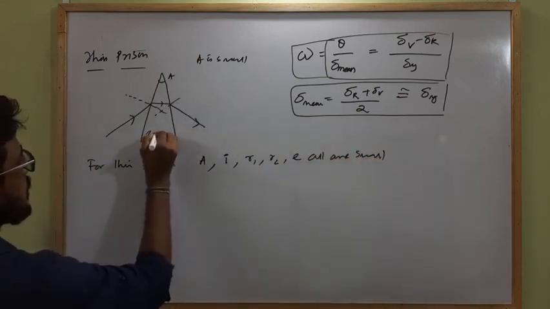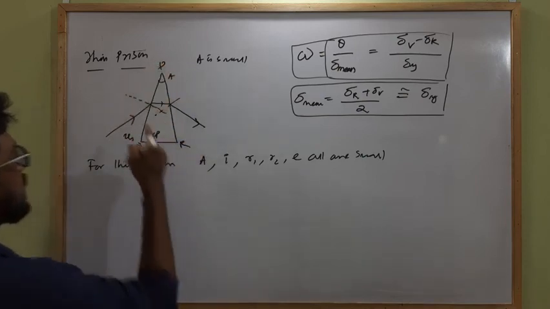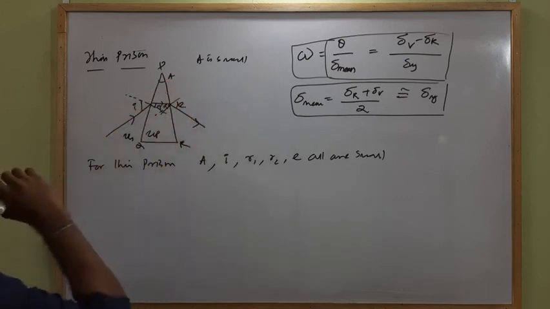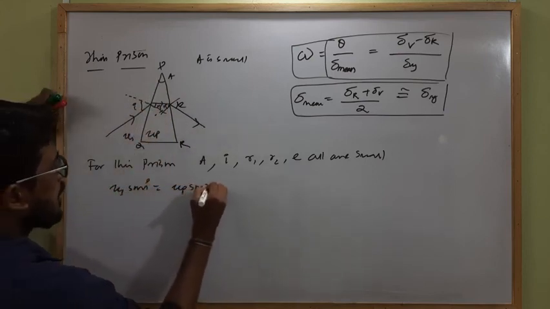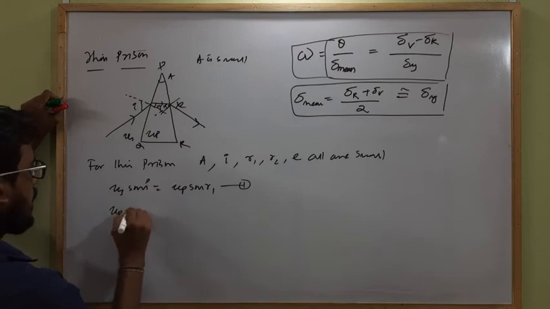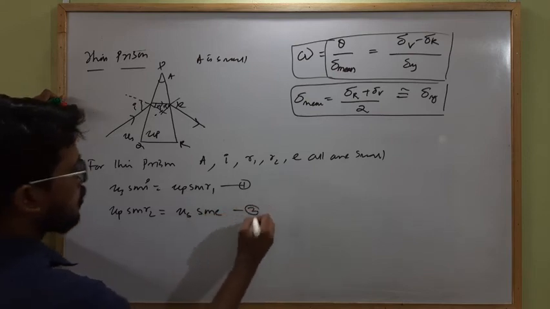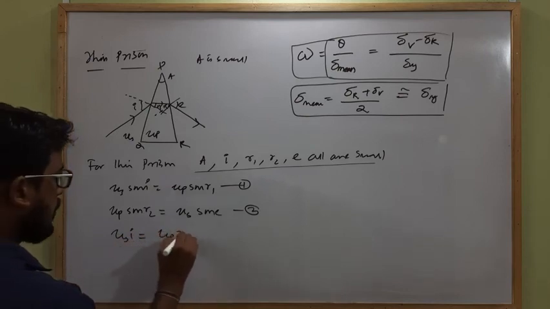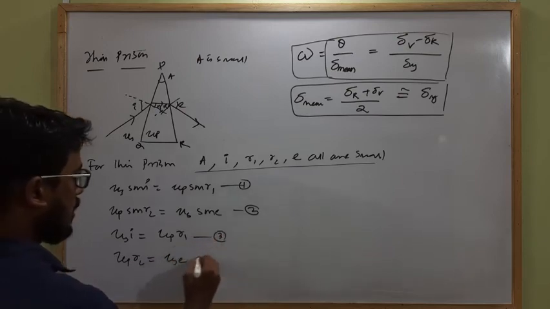Let this be the refractive index of the prism, and the refractive index of the surrounding. So let it be P, Q, R. Applying Snell's law at the first surface, this is angle I, this is R1, this angle will be R2, and this is E. So for the first surface you can write mu S sin I equal to mu P sin R1. Similarly for the second surface PR, I can write mu P sin R2 equal to mu S sin E, equation 2. As all these angles are very small, I can write mu S I equal to mu P R1 and mu P R2 equal to mu S E, equations 3 and 4.